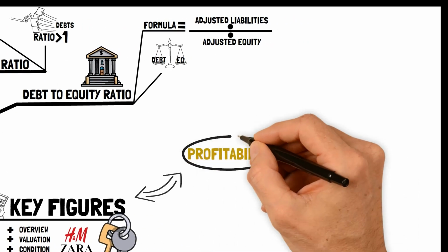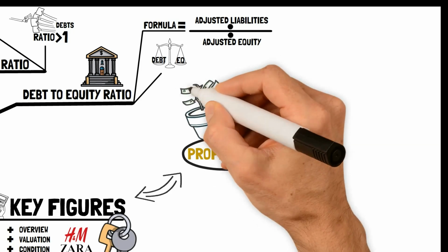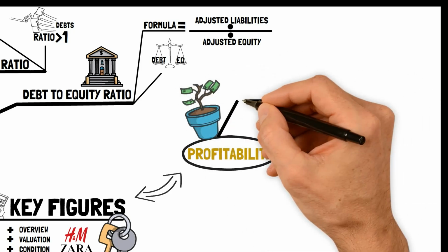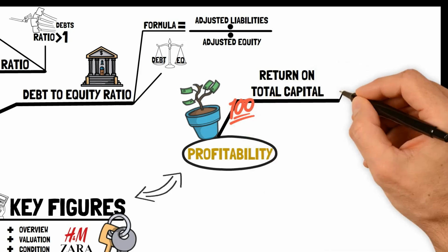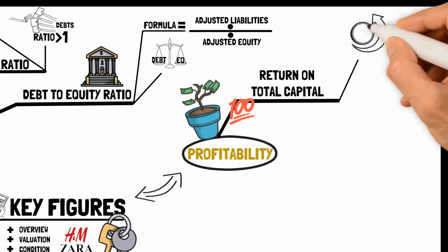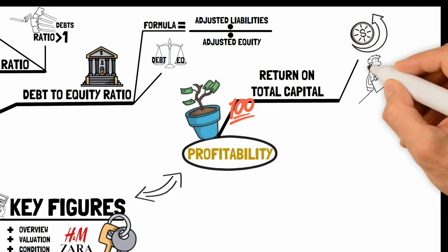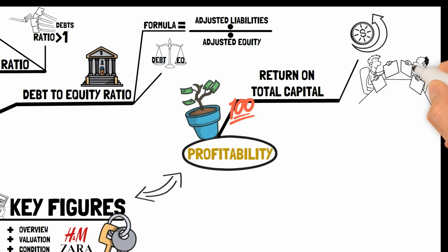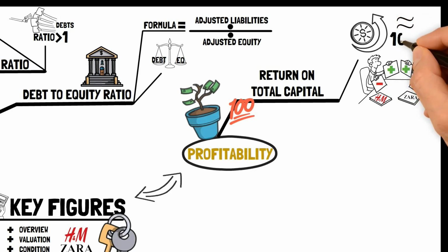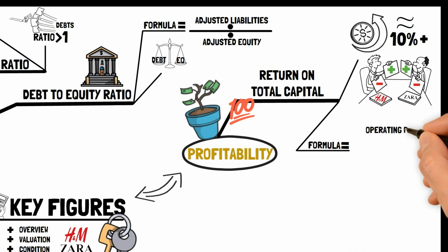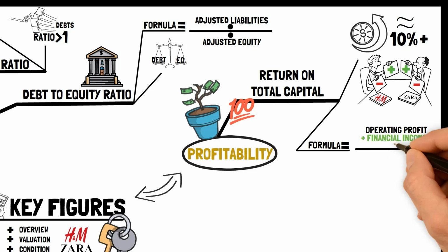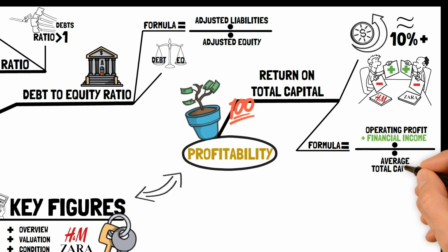Profitability. The company's financial success. The ability to generate returns. Return on total capital. The ratio shows how well the business creates a return on the total capital. The measure is very industry specific and it's suitable for measuring companies within the same industry. For example, the average within Sweden, property management excluded, is slightly higher than 10%. It's equal to operating profit plus financial income divided by average total capital.